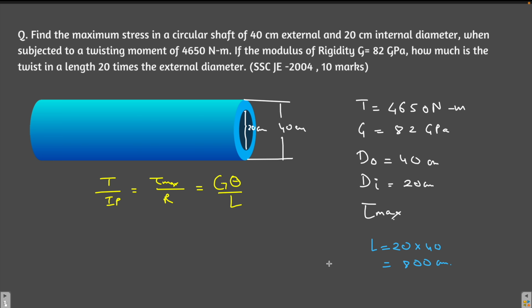Now let's do the question. The first part is that we have to find out tau max. For finding tau max, T is given to you. IP, the polar moment of inertia, we can find by using the formula. Radius we know, and tau max we have to find. So we will use this part of the formula to find the first entity, tau max. Let's find the polar moment of inertia first.